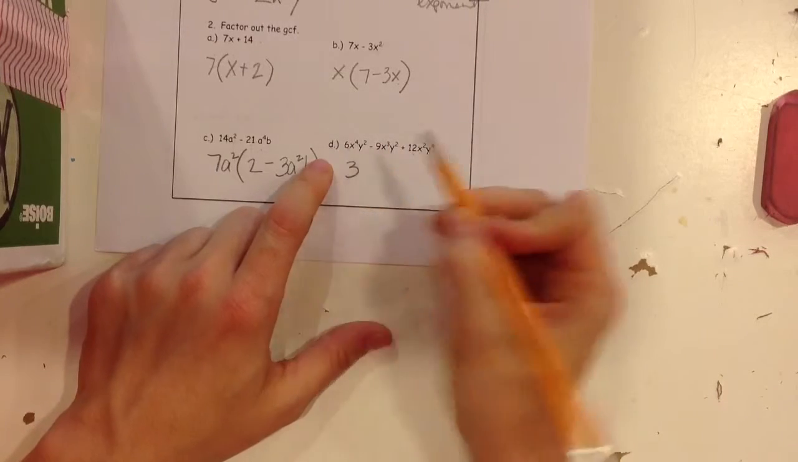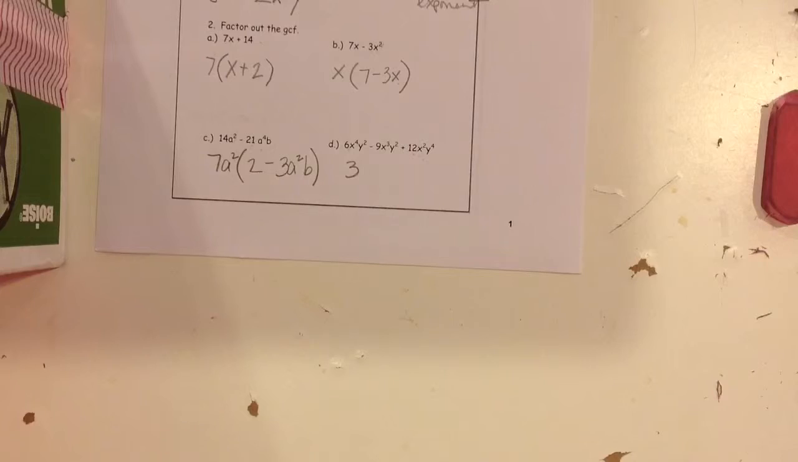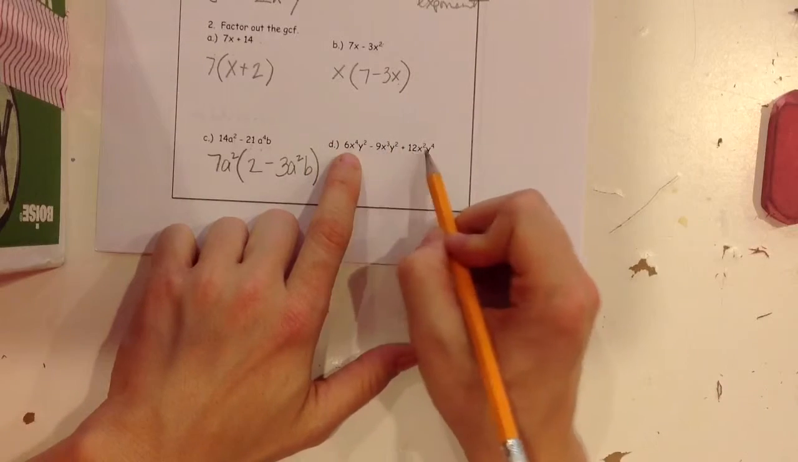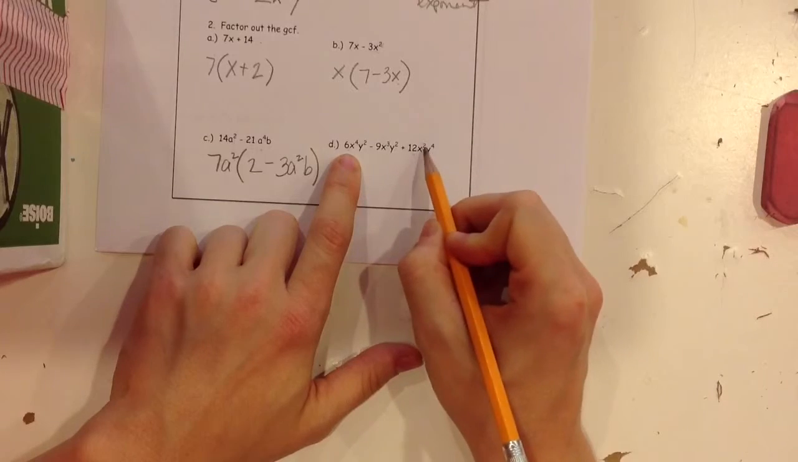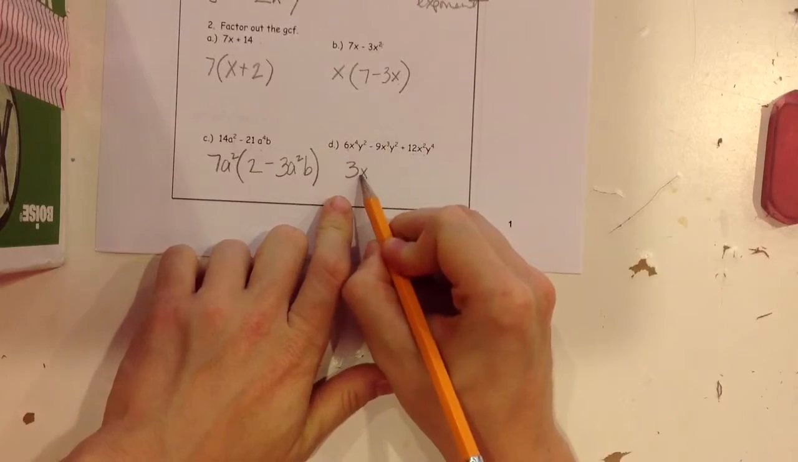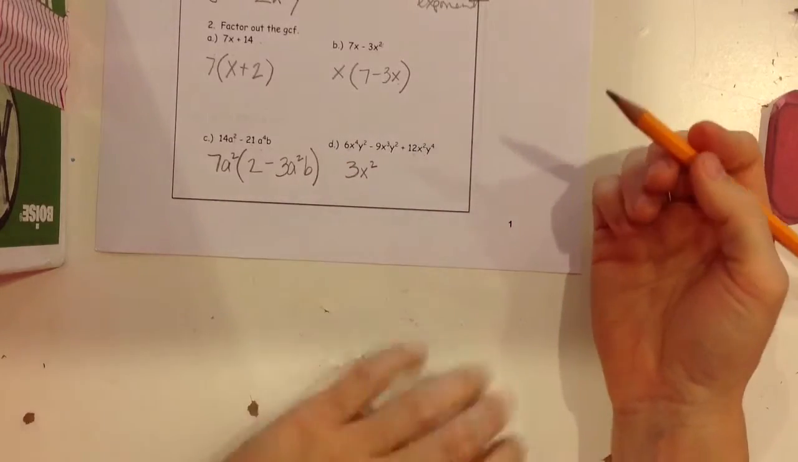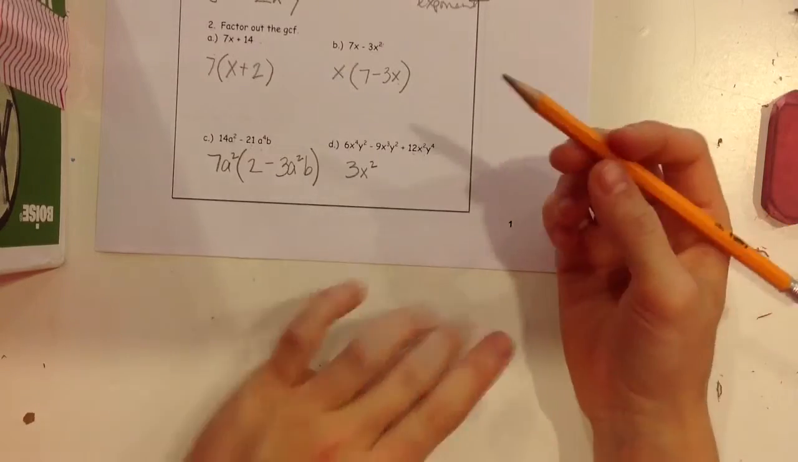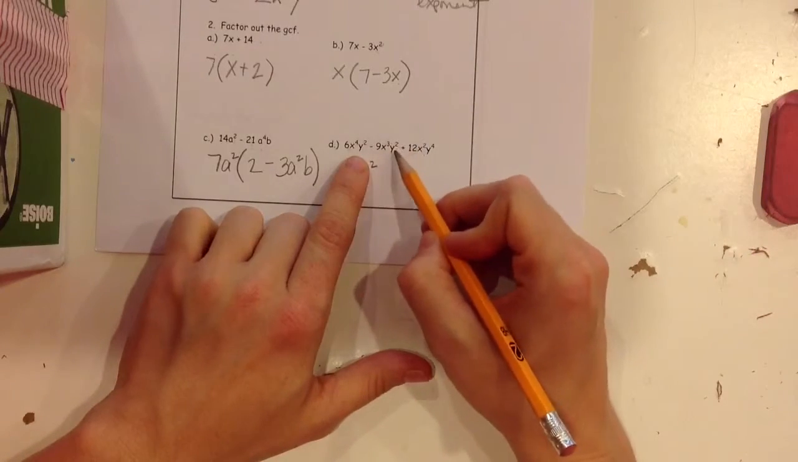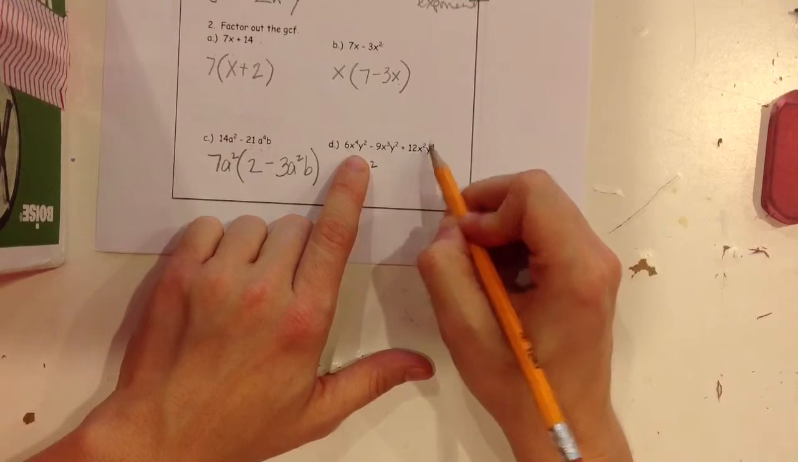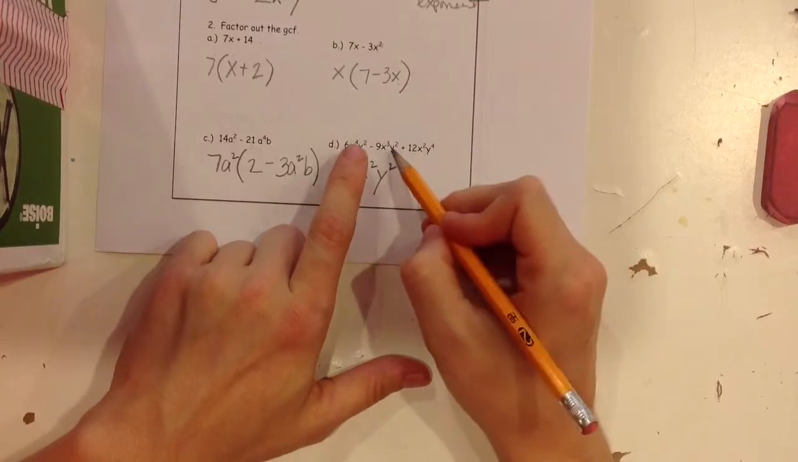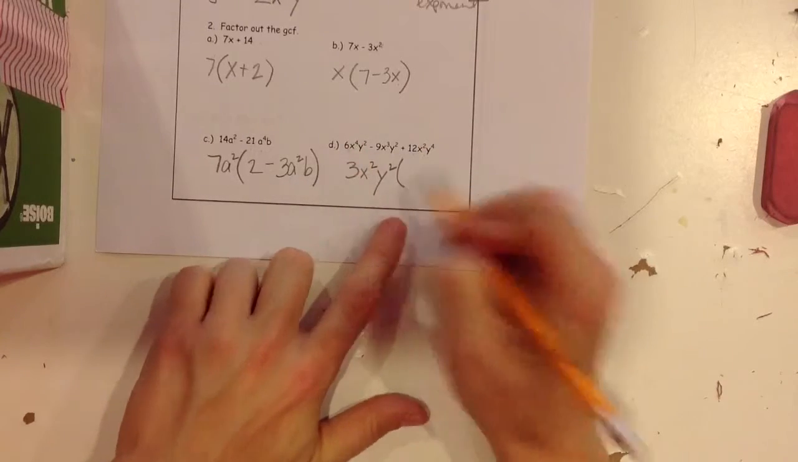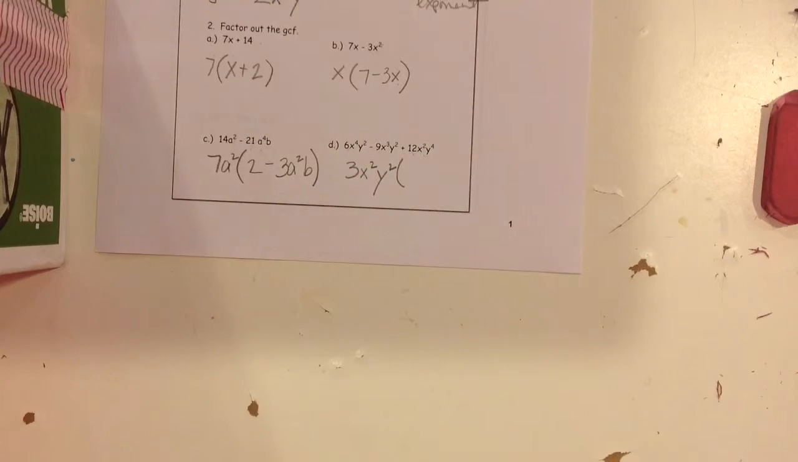So 3 is going to be my GCF for my numbers. I have x's in all 3 groups, x to the 4th, x to the 3rd, and x to the 2nd. The one with the smallest exponent, x squared, is my GCF for my variable x. And then y squared, and y to the 4th. I have y's in all 3 groups, so y to the 2nd, since that's the one with the smallest exponent, is going to be my GCF for my variable y.